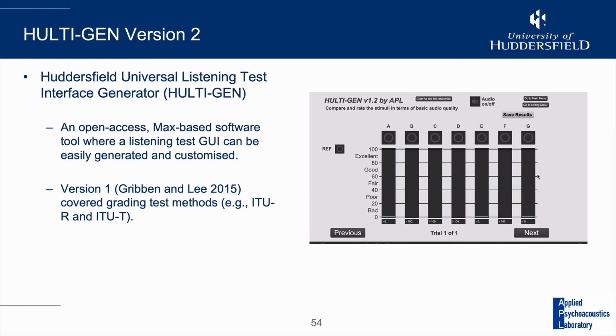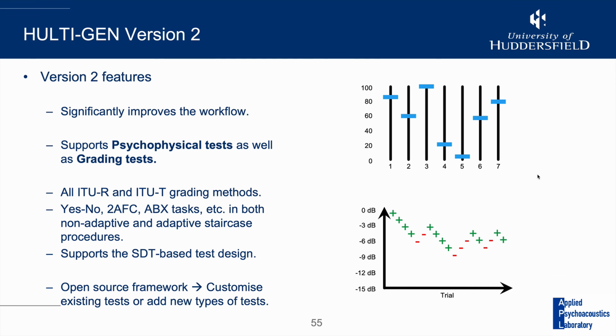Okay, so lastly, I'd like to quickly introduce HULTI-GEN version 2, which is a Mac-based software tool for generating and customizing listening test interfaces. HULTI-GEN version 1 was released in 2015, and it's been used for listening tests by many researchers and students around the world. But it was limited to just grading methods like the ITU-R or ITU-T methods. So here we are announcing HULTI-GEN version 2, which supports psychophysical tests as well as grading tests. And it also provides a significantly improved workflow as well.